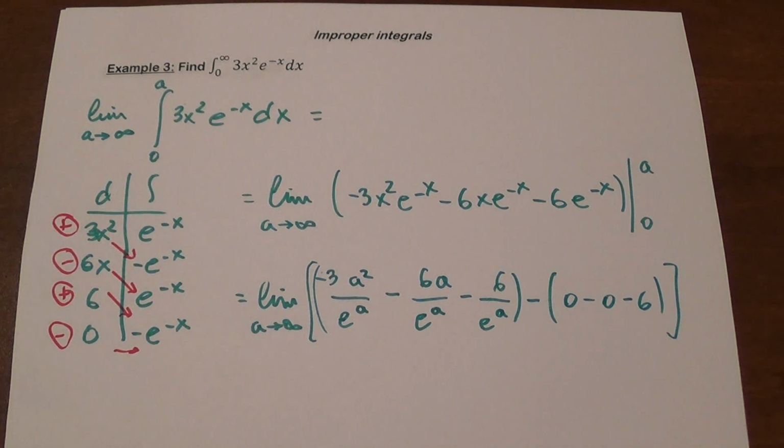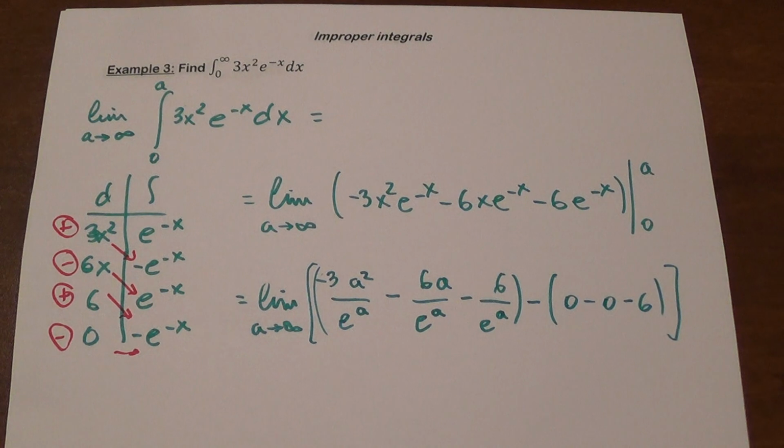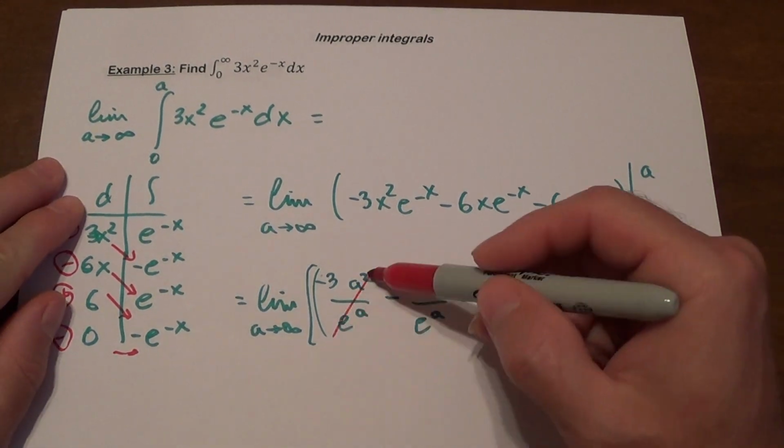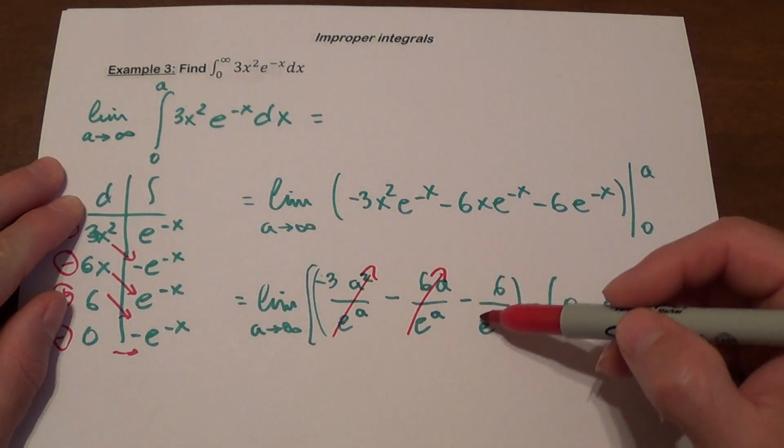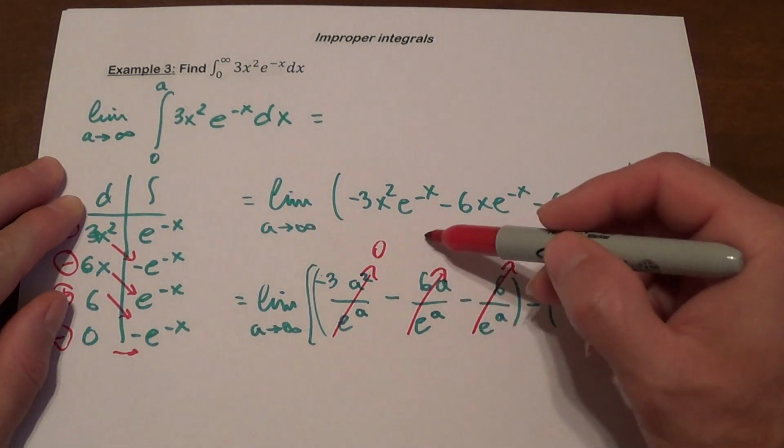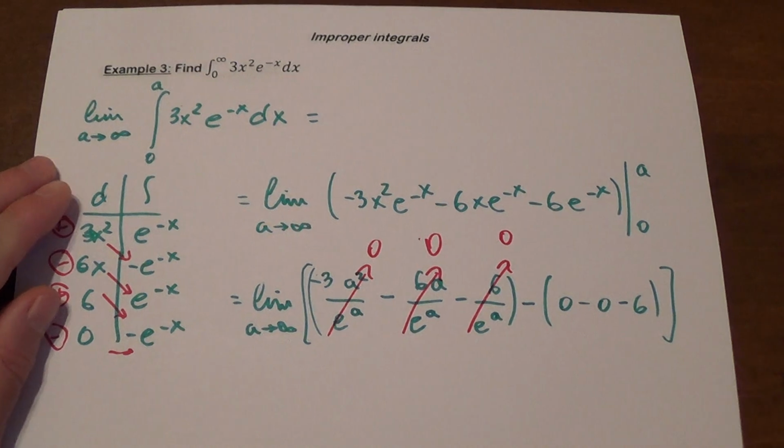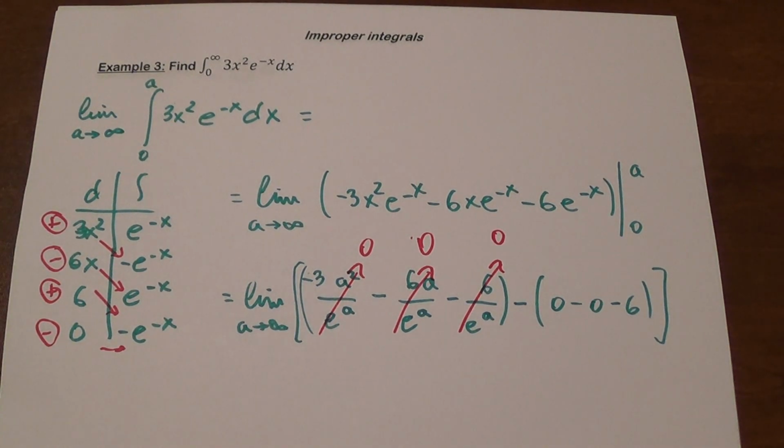So we know, hopefully by now, that an exponential function is always going to outpace any kind of power function. So every single one of these fractions with a going to infinity is going to be 0. And this is 0, and the whole thing is going to equal 6.